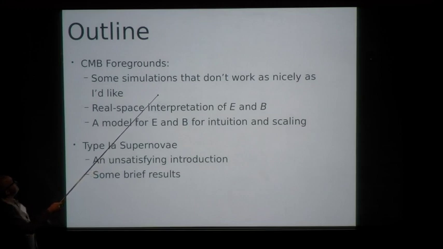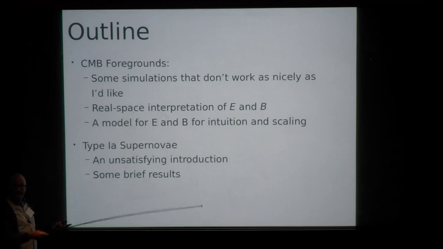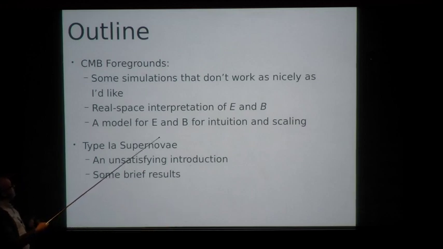So I'm going to talk about CMB foregrounds. First I'm going to start with some simulations that didn't work. But now that I've heard Alexei talk, I know why they didn't work. And then I'm going to talk about real space interpretations of E and B, because I don't really have a very good intuition for E and B. But one of my collaborators, Kevin Huffenberger, has developed this real space interpretation that works very nicely. And then I'll talk about modeling this with filaments. And then I'll talk very briefly about Type 1a supernova. I'll give you a very unsatisfying introduction, and then I'll show you some cool movies.